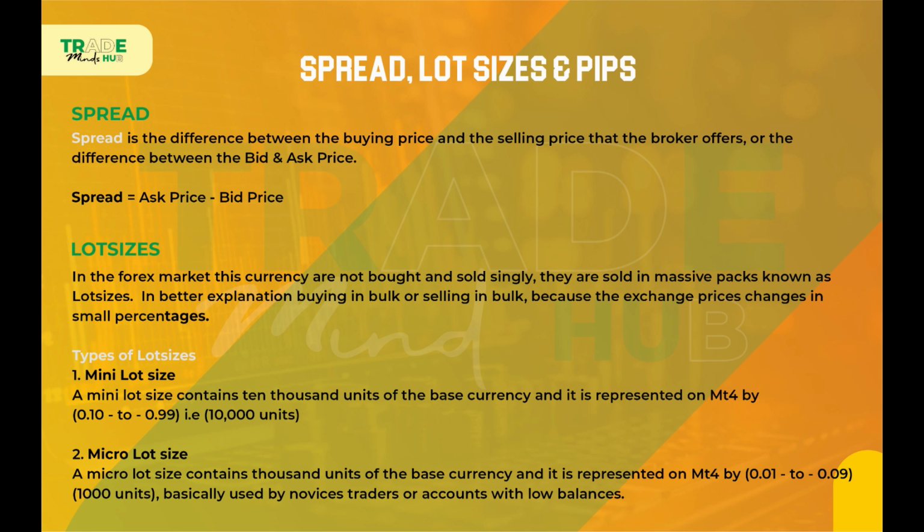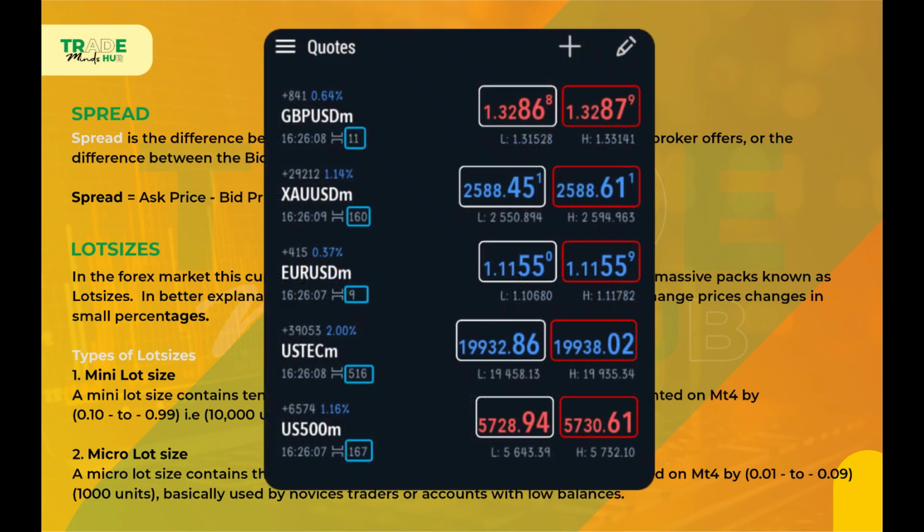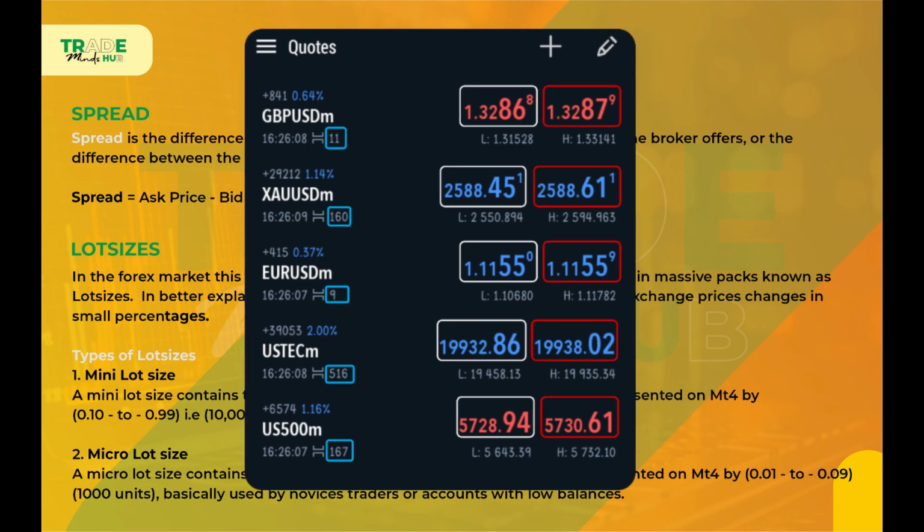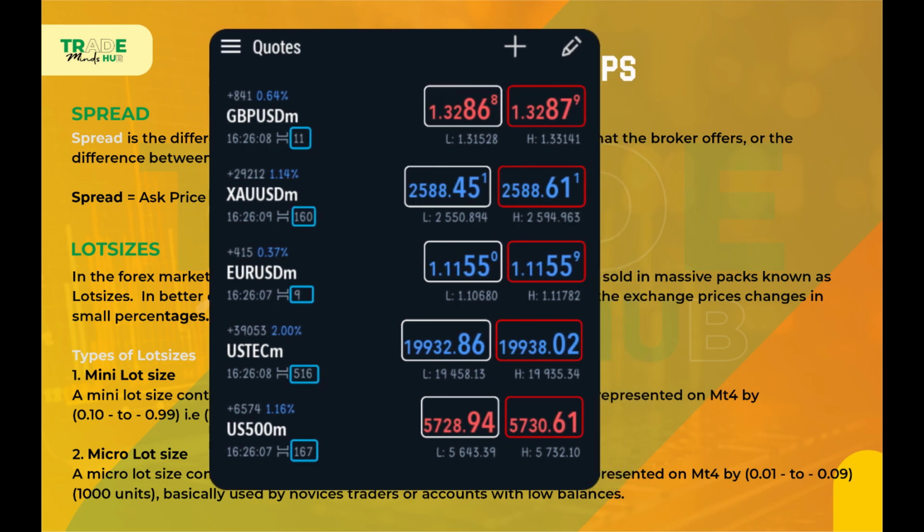The bid price is the selling price. The ask price is the buying price. Now, the spread varies between various pairs and also between various trading seasons. The figures in the blue boxes are called the spread. So if you look at this, all these are the spread.